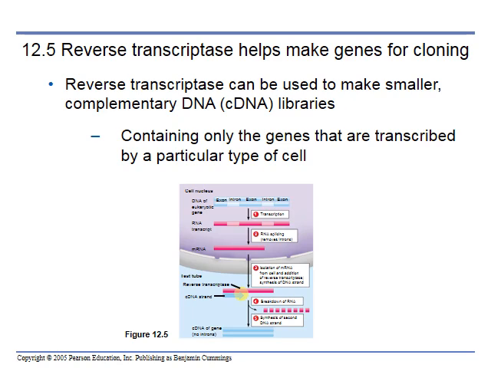All right, reverse transcriptase helps make genes for cloning. Reverse transcriptase can be used to make smaller complementary DNA libraries. And cDNA just stands for complementary DNA, containing only the genes that are transcribed by a particular type of cell. So let's look at that a little more closely because that really sums up a lot of information for a pretty cool little thing. Remember, when we look at eukaryotic genes, you're going to have introns and exons. Exons are the ones that actually code for the protein. And introns, I like to think of them as interruptons. They interrupt the normal coding.